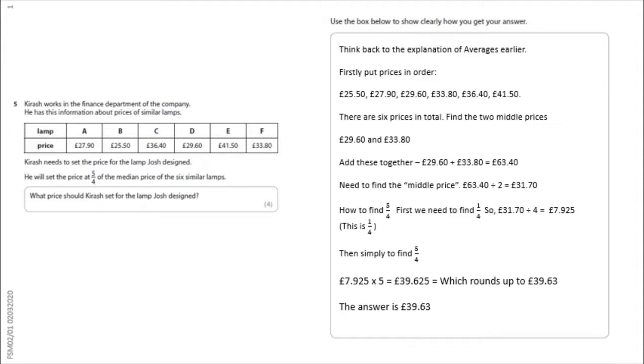Half pennies don't exist anymore. We don't have them. The coins went out very many years ago. So what we need to do is look at rounding this figure off. Remember what we said earlier? 4 and below goes down, 5 and above goes up. So £39.625 rounds up to £39.63. Therefore, the price that needs to be set is £39.63.